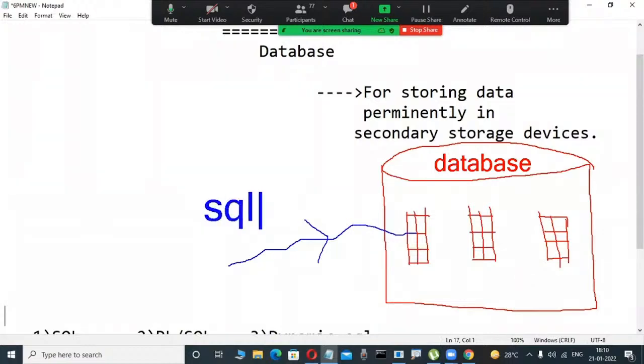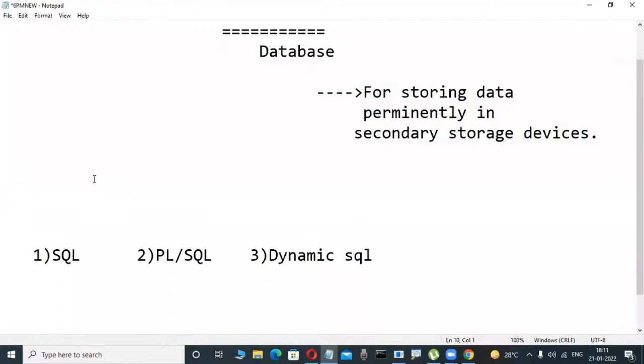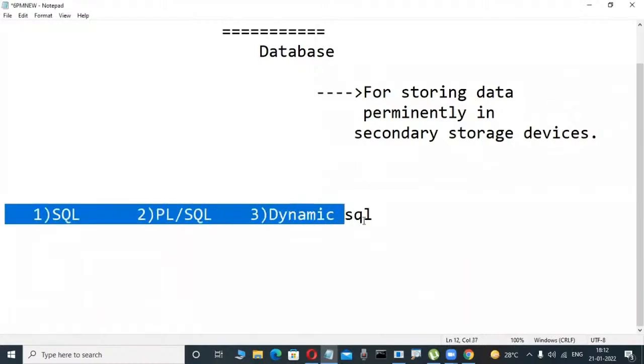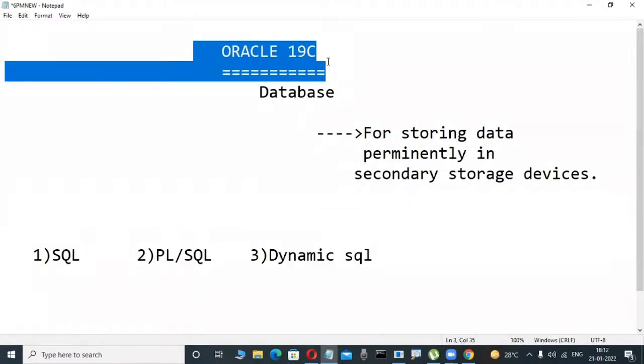Yesterday I told you up to this point, just a small thing. If you want to operate this Oracle software, we use SQL, structured query language. Another language is PL/SQL, procedural language extension for SQL. Another is dynamic SQL. Through these three languages, we operate this Oracle software in your companies.